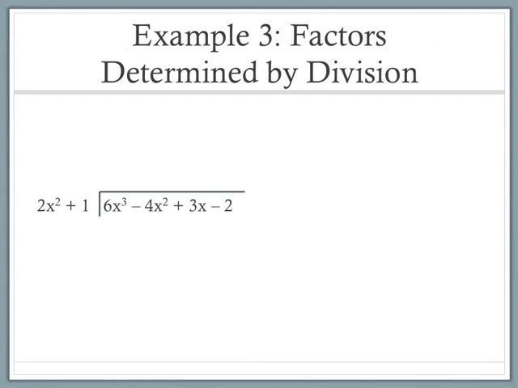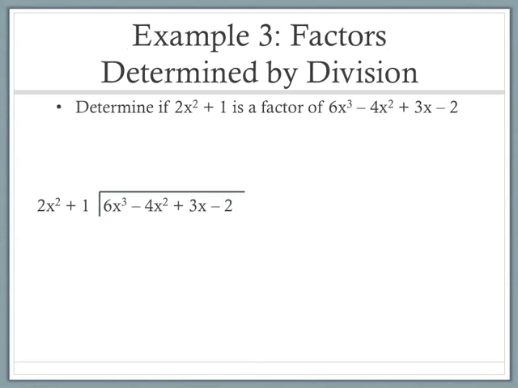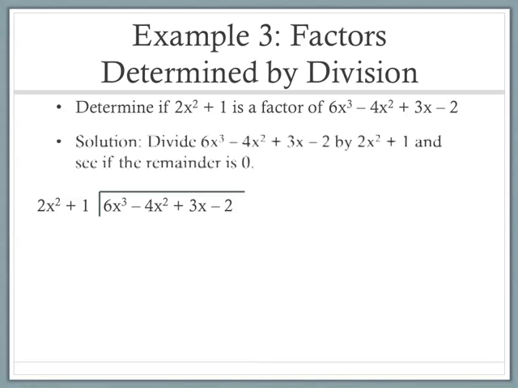All right, so say you have this example. It says, determine if 2x squared plus 1 is a factor of 6x cubed minus 4x squared plus 3x minus 2. All right, so what you need to do is divide 6x cubed minus 4x squared plus 3x minus 2 by 2x squared plus 1 and see whether or not the remainder is 0. So you're not just dividing, you're trying to answer the question whether or not it's a factor. But we do have to do the division, and here we have to do long division because we're dividing by 2x squared. We can't use synthetic division unless you're dividing by something of degree 1.